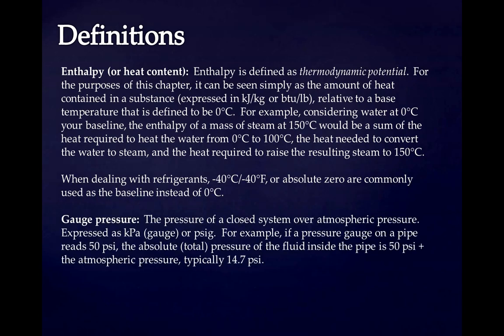Gauge pressure. The pressure of a closed system over atmospheric pressure, expressed as kilopascals gauge or PSIG. For example, if a pressure gauge on a pipe reads 50 psi, the absolute pressure of the fluid inside the pipe is 50 psi plus the atmospheric pressure, which is typically around 14.7 psi.